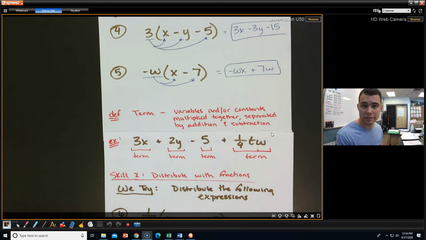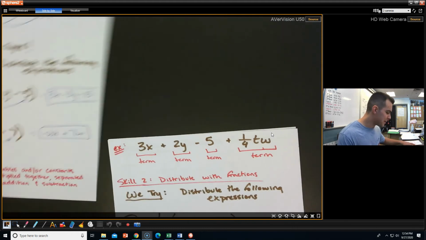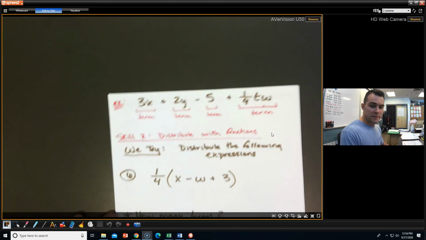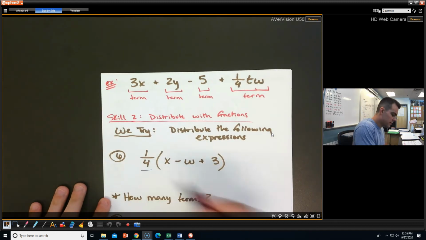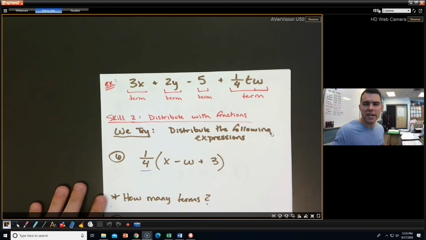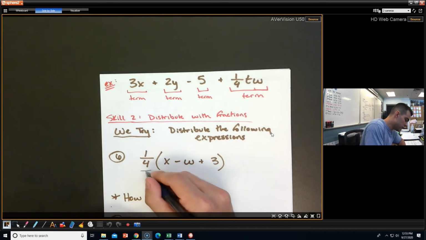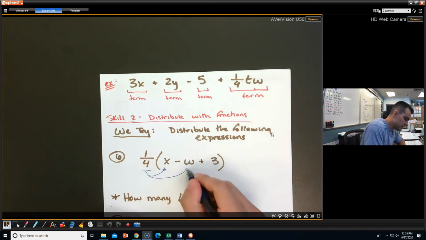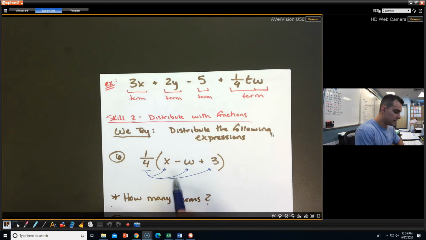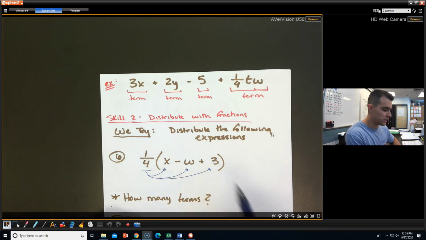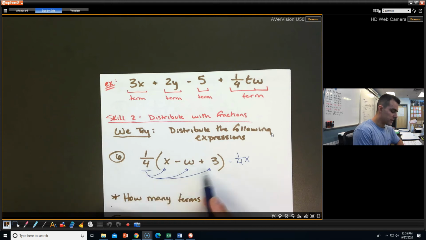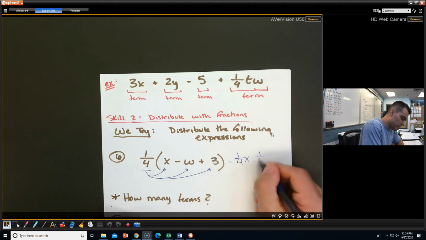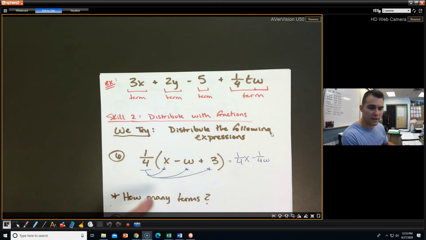Now let's see distribution with fractions. Our good old buddy pals, the fractions. If I wanted to distribute this 1/4 to each of these, I do it the same way I was doing before. I take my 1/4 and multiply it to each variable or constant in here. So 1/4 times x is 1/4 x. 1/4 times negative w is minus 1/4 w.